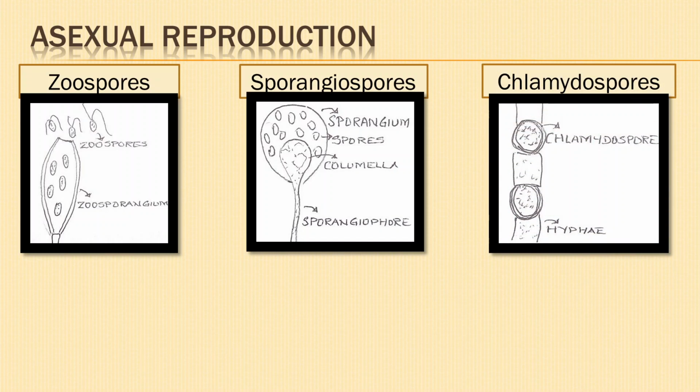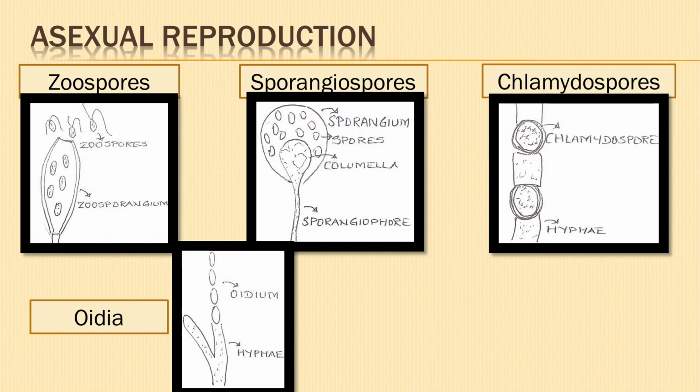Chlamydospores. They are thick-walled, resting spores formed during unfavorable conditions and are rich in reserve food and are resistant to desiccation. With the return of favorable conditions, they develop into new individuals. Oidia. The hyphae break into small pieces which act as spores. They are thin-walled and germinate immediately.